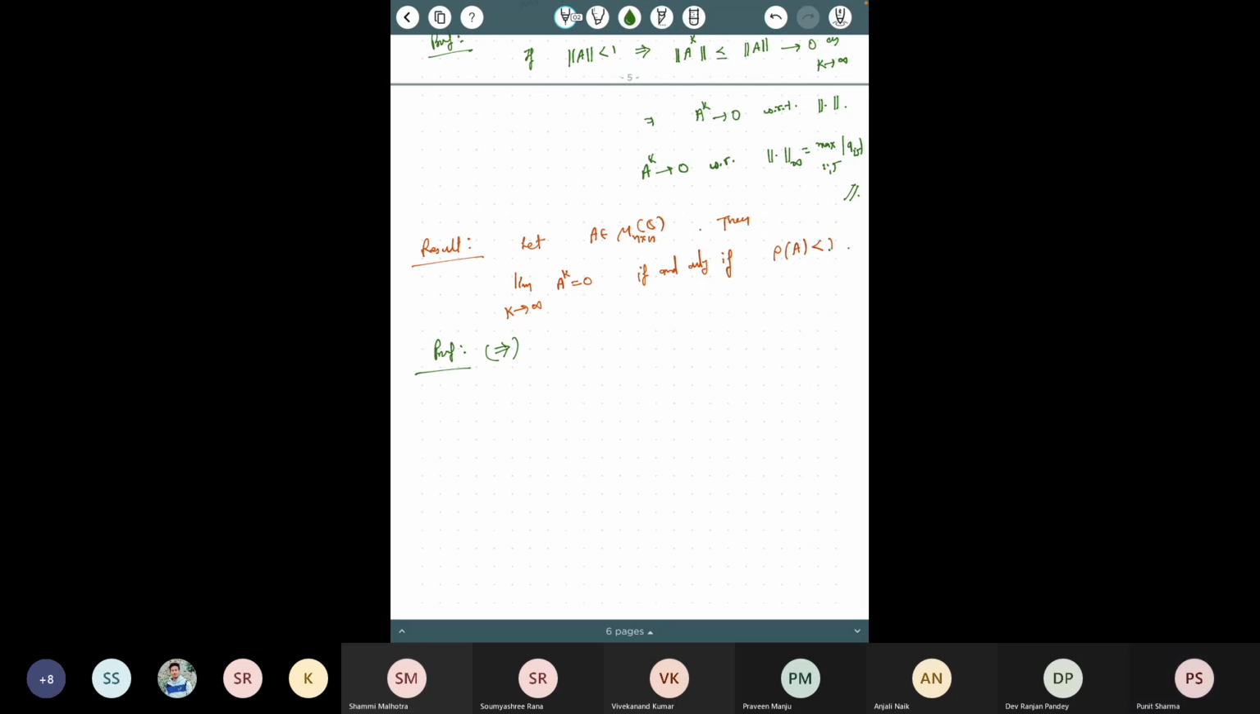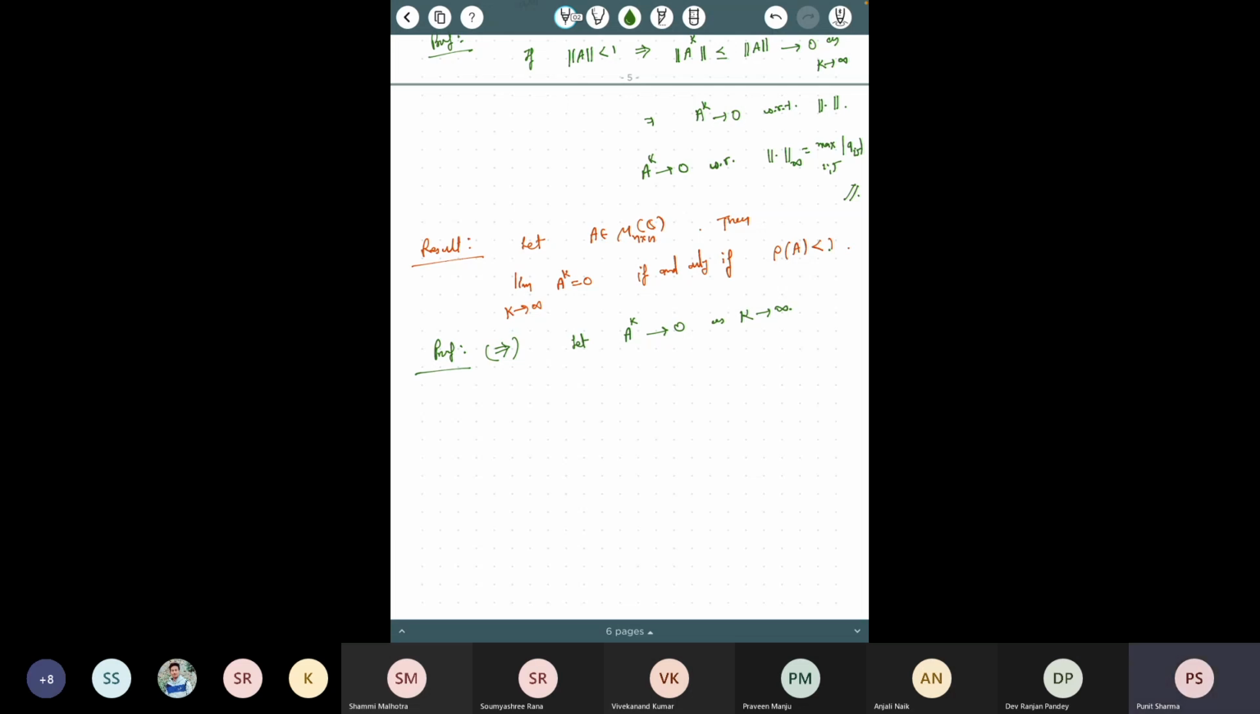Okay. Now can you tell me how? Just use the basic linear algebra and try to say why this if direction is true. So let us assume that A to the power k tends to 0 as k tends to infinity. This is given to us. Now we have to show that rho(A) is less than 1.